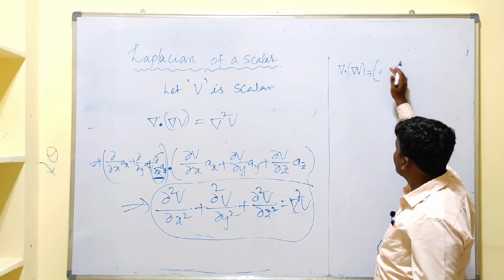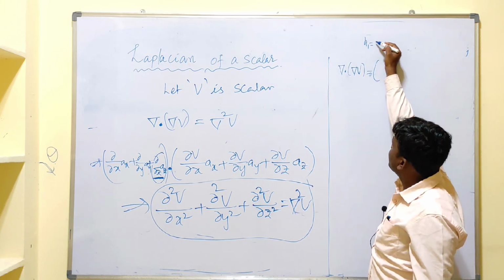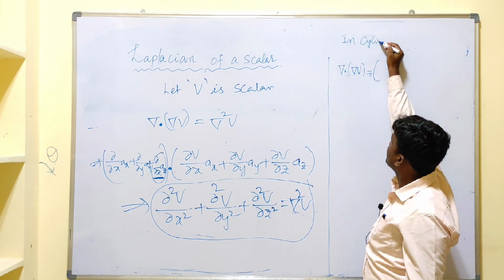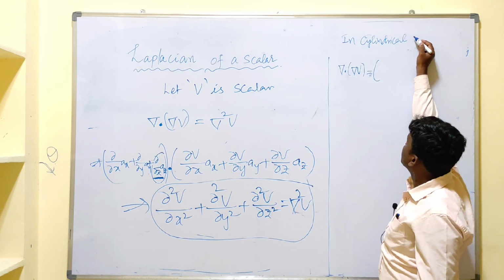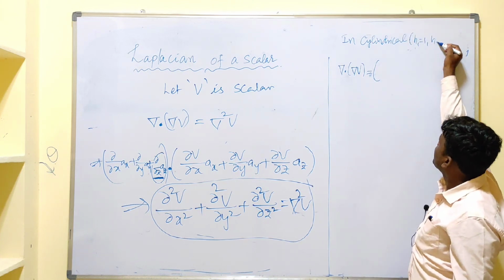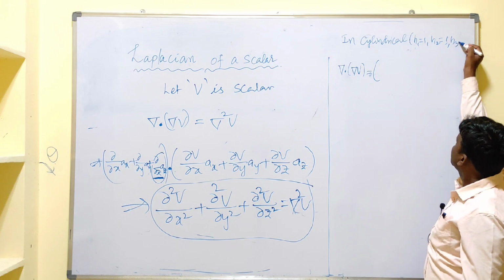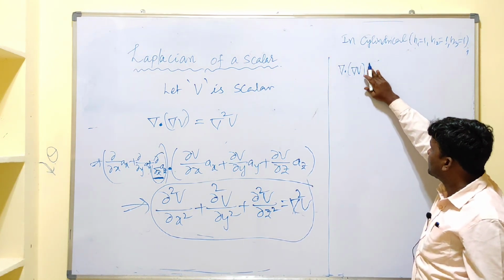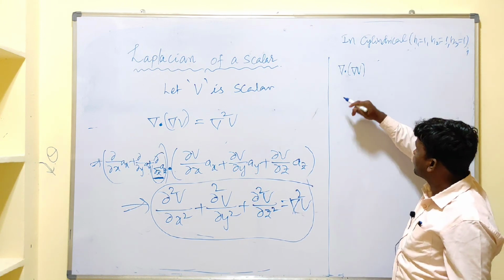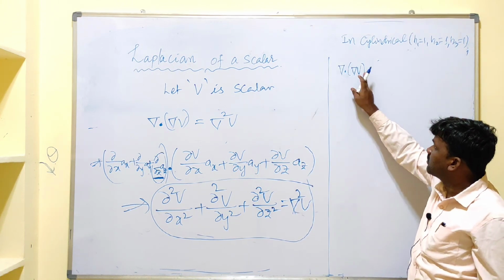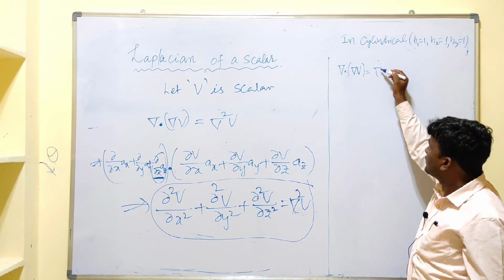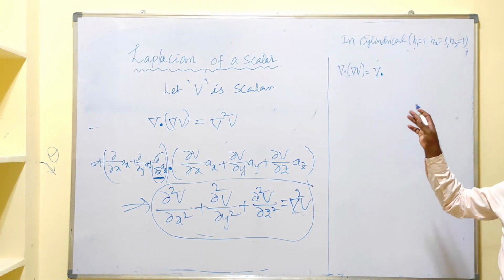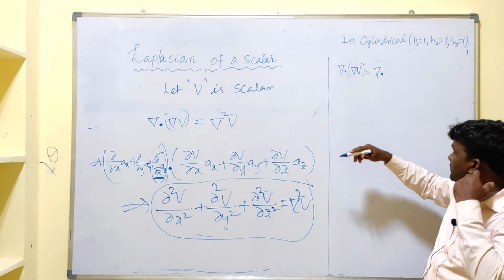In Cartesian, 1 by h1. What is h1 for Cartesian? Cartesian is over, you need to go for cylindrical. In cylindrical, h1 is 1, h2 is rho, and h3 is 1. First write this del dot del v. Of course, you need to apply the del dot formula, the divergence formula. Divergence means 1 by h1 h2 h3. You have to write like that.